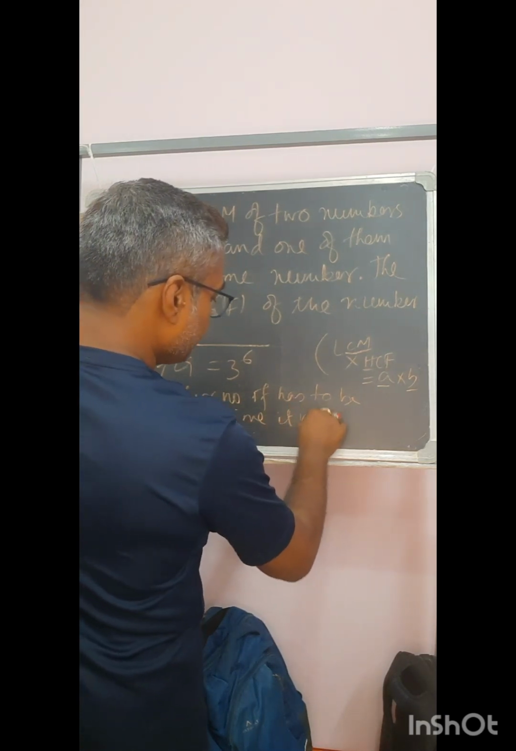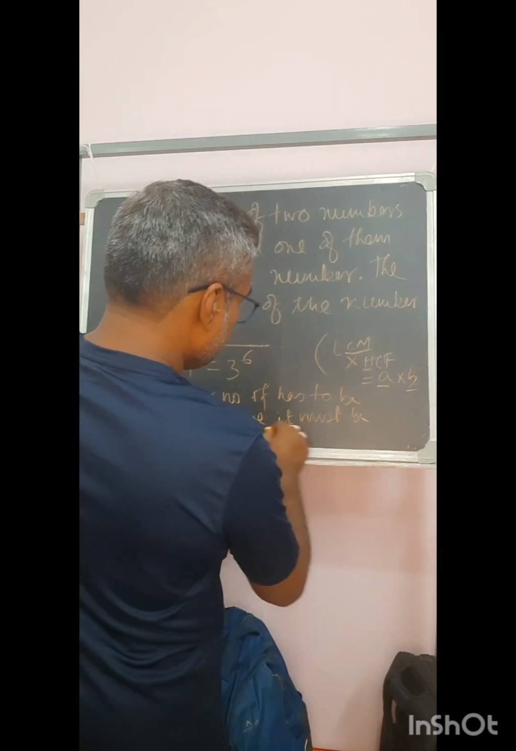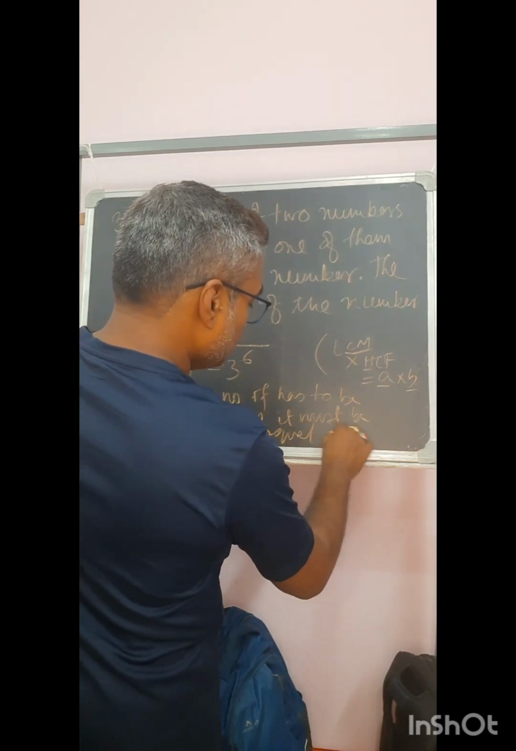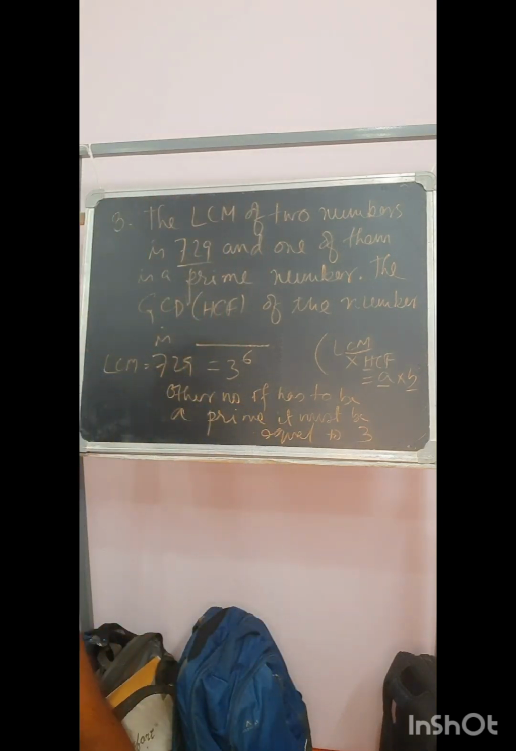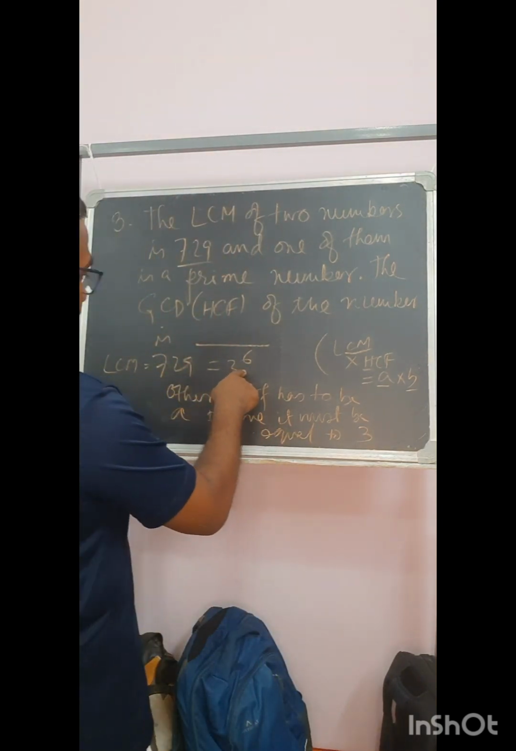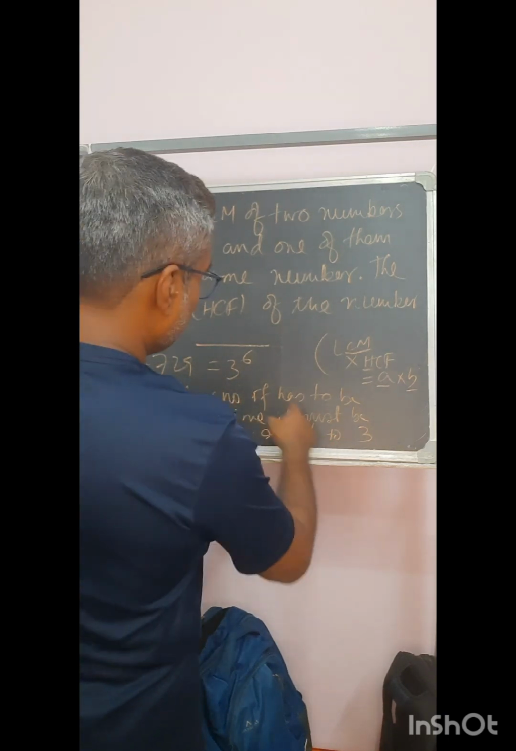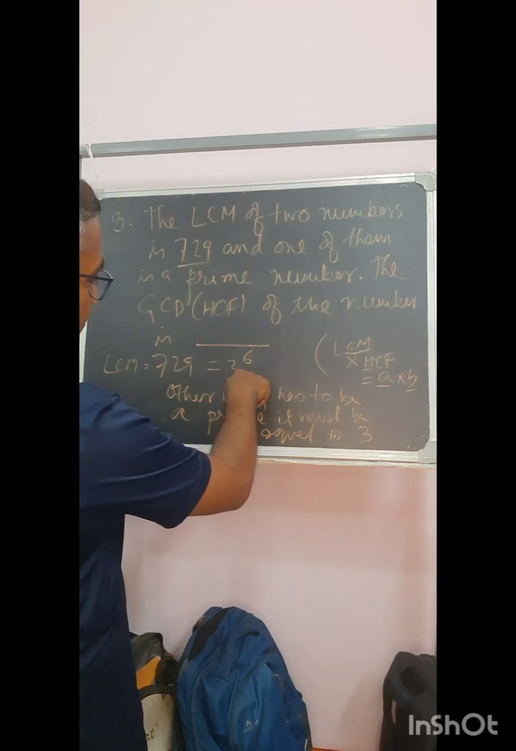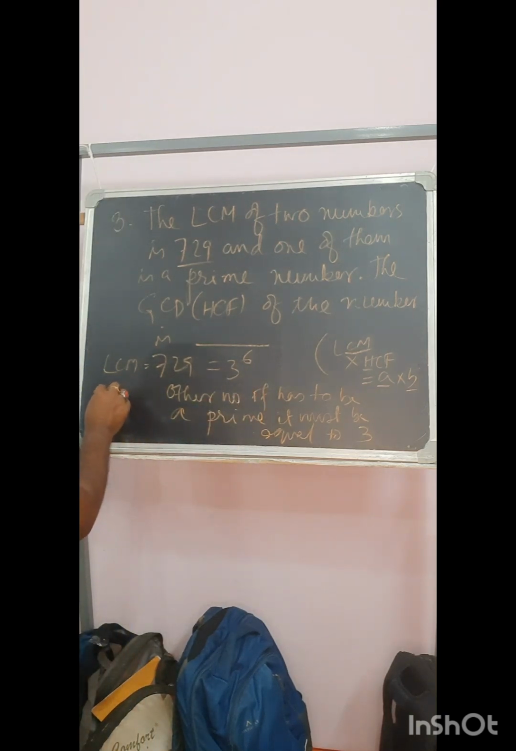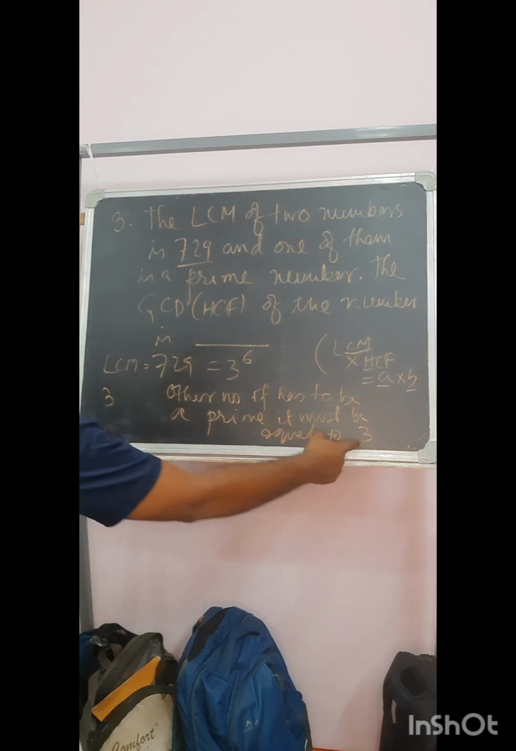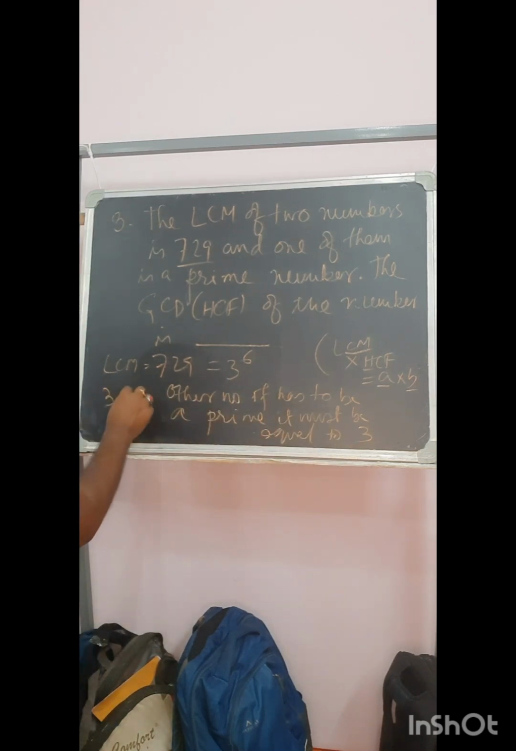it must be equal to 3, because you see, if I do the LCM of these two numbers, now I am getting 3. So what is the thing that can be done? If one number I am saying is 3, the prime number, then with 3 to the power 5, or with 3 to the power 6, okay.